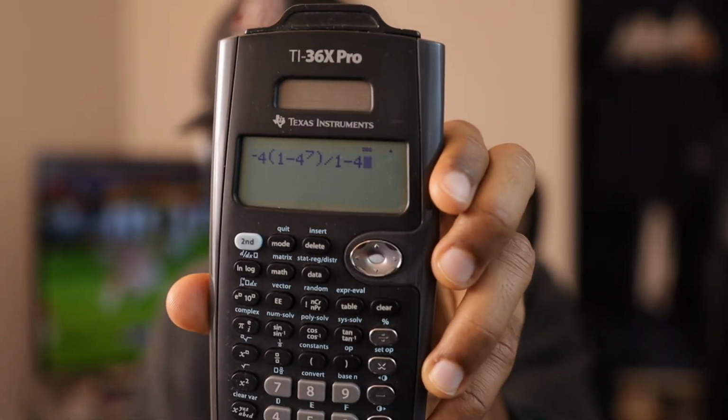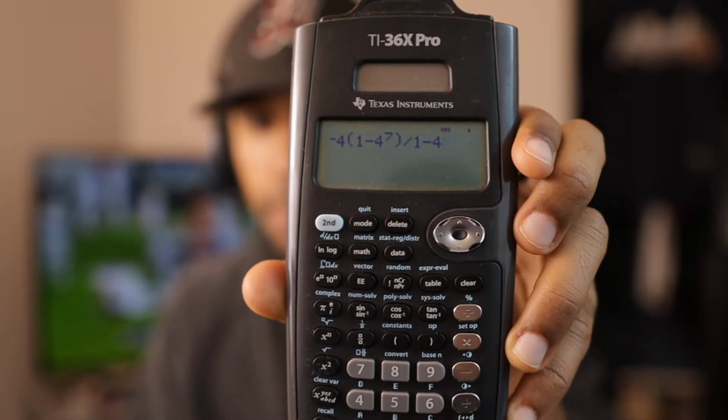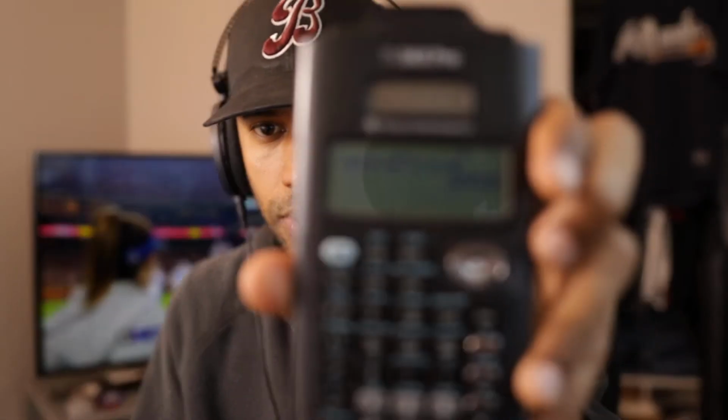So when I type this out here, if you type this exactly, you're probably going to have some issues because you're not taking care of the denominator properly. If I type this out right here, I have a problem. I'm only dividing by 1, and then I'm taking my answer and subtracting 4 from it. This is going to give me an answer of this right here.